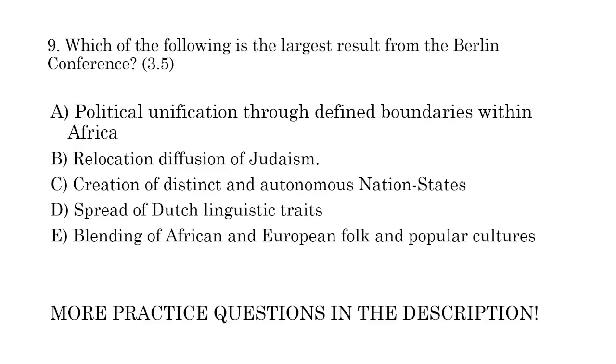So we see these Indo-European languages like Dutch, English, Spanish, and French diffused to countries that they colonized, like in sub-Saharan Africa and Western Africa during the Berlin Conference here. So D is going to be the right answer here. And then E, blending of African and European folk and popular cultures.